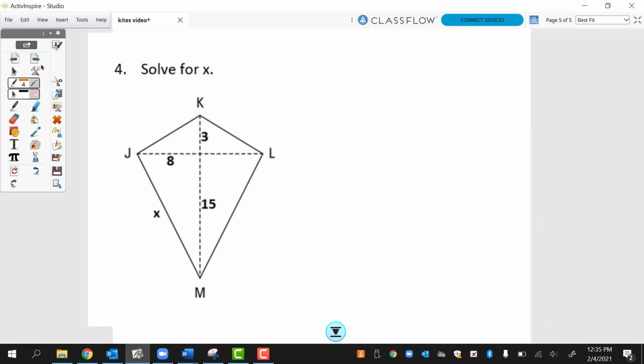Okay, so in number 4, how am I going to solve for x? Well, my x is on this slanted side over here. Now, I know that this slanted side right here matches and is the same as this slanted side over here because of those two triangles. These two triangles, they would be the same.